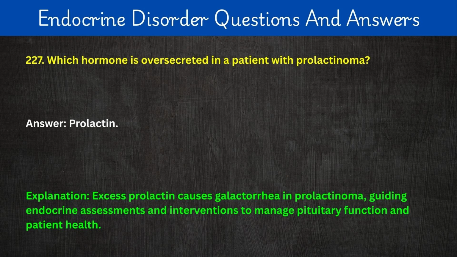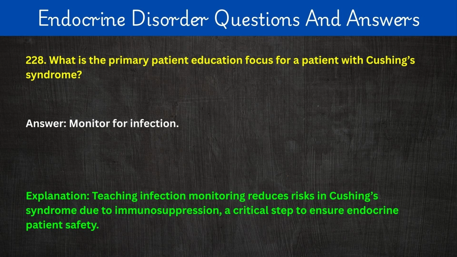Answer: prolactin. Explanation: excess prolactin causes galactorrhea in prolactinoma, guiding endocrine assessments and interventions to manage pituitary function and patient health. 228. What is the primary patient education focus for a patient with Cushing syndrome? Answer: monitor for infection. Explanation: teaching infection monitoring reduces risks in Cushing syndrome due to immunosuppression, a critical step to ensure endocrine patient safety.